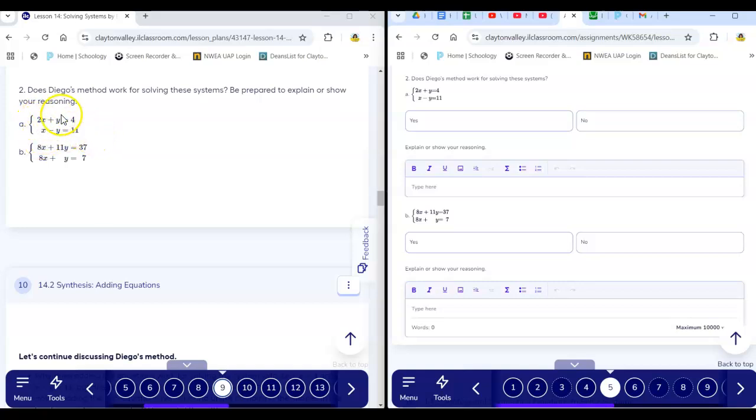I would like you to add this equation together and see if there's a way that you can solve for one of the variables. And then I would like you to add these two equations together for B. And I would like you to investigate. Does it do the same thing? Does it work the same way? Do you only end up with one variable that you can solve for? Or do you actually end up with two variables still when you get done?